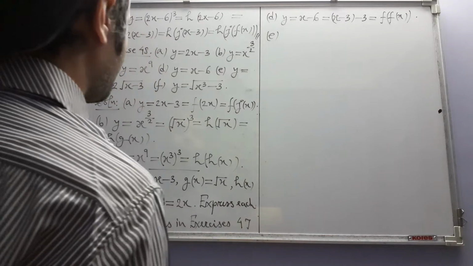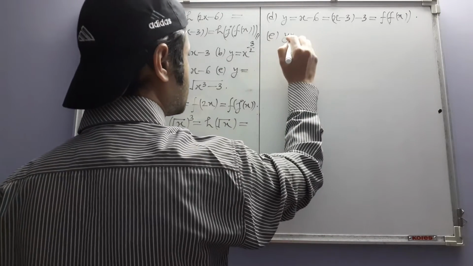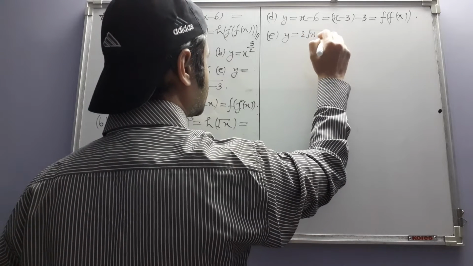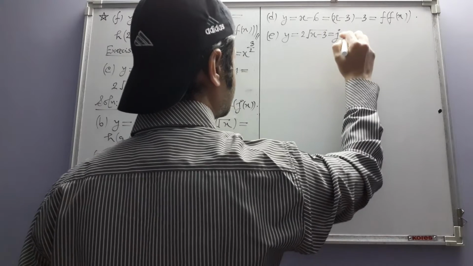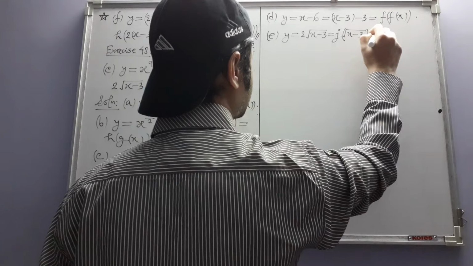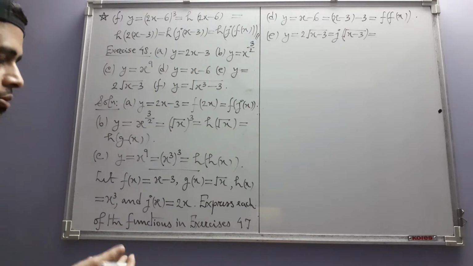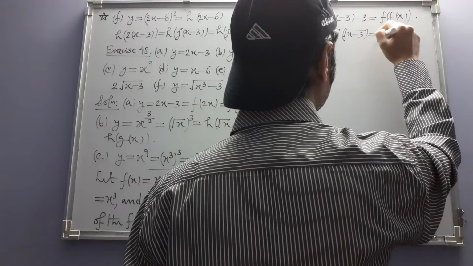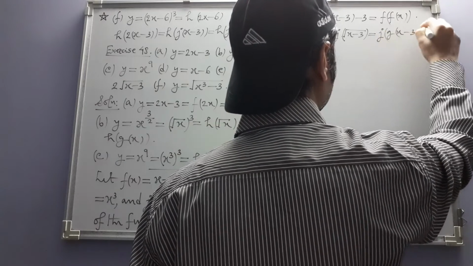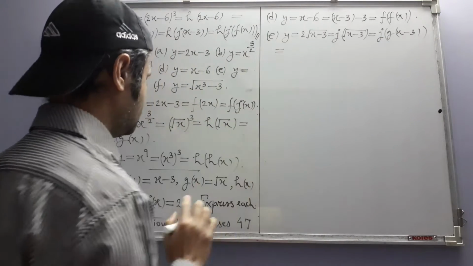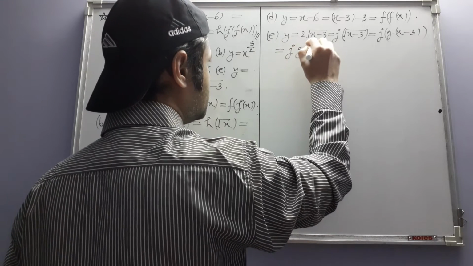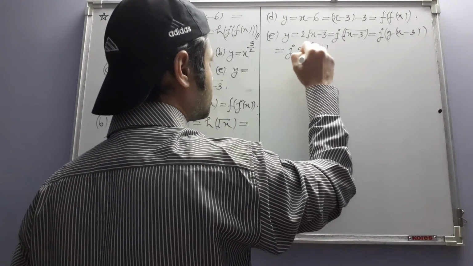E, 2 times square root of x minus 3. 2 times means j, square root of x minus 3, square root is g, and x minus 3 is f, so j of g of f of x.